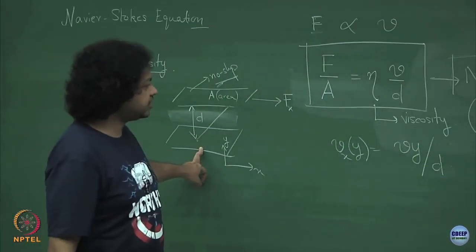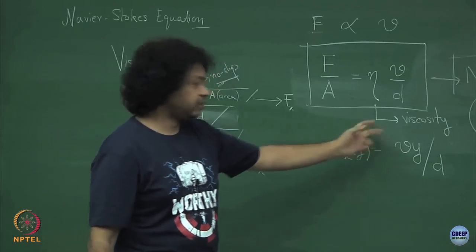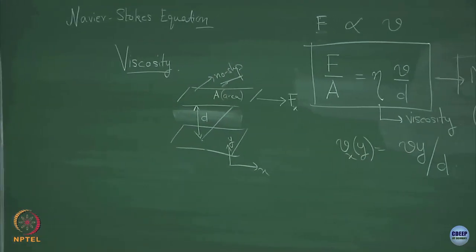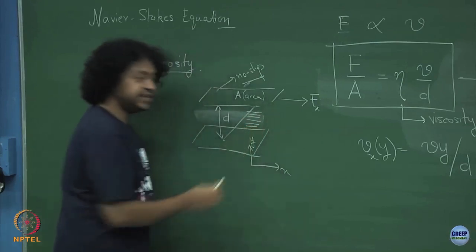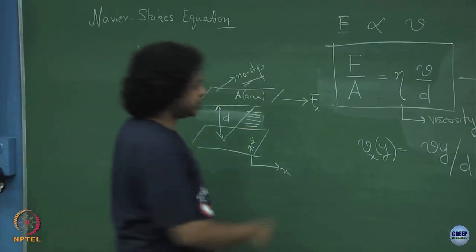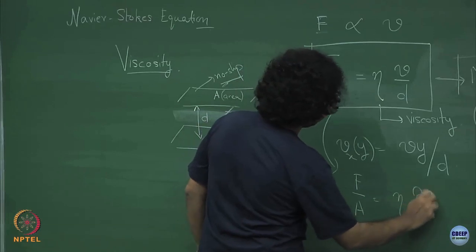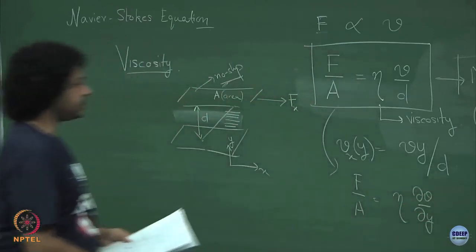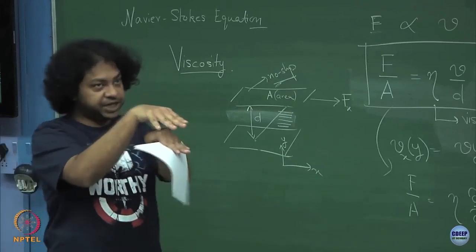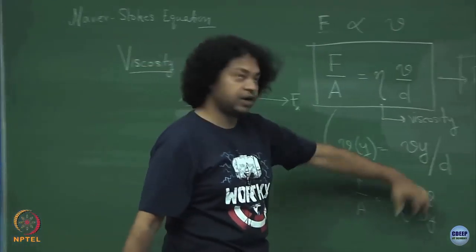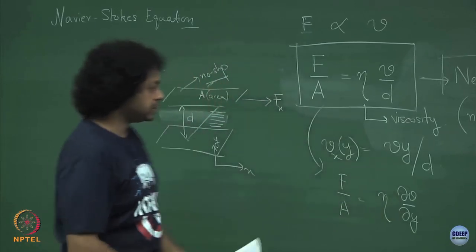So, when y is equal to 0 at the bottom plate, it is not going to move. When y is equal to d at the top plate, it is going to move with the velocity v. If you think of this fluid as composed of layers, where each layer is sliding past one another, you can also write this as F by A is equal to eta del v by del y. Each layer of fluid slides past the other, there is an associated friction caused by this sliding, and the rate of change of velocity as you move from one layer to the next will be proportional to the force, again with this constant of proportionality given by the viscosity.